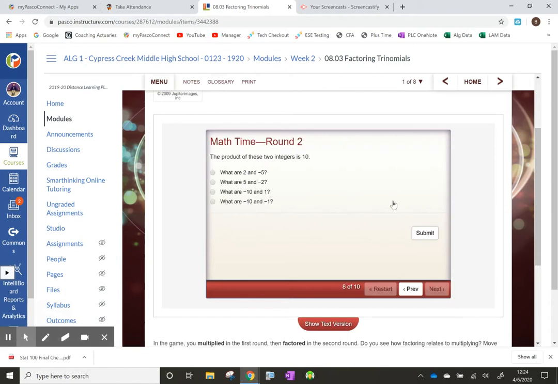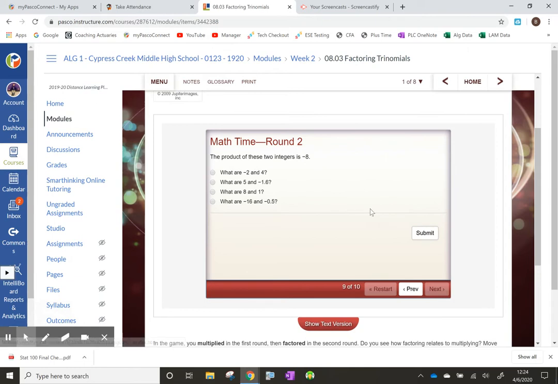All right. The product of these two integers is 10. So what two numbers multiply to make 10? Tricky one because 2 and negative 5 would make negative 10. 5 and negative 2 would make negative 10. Negative 10 and 1 would make negative 10. But negative 10 and negative 1, double negative, makes a positive 10, which would be our answer. There we go. Submit. Got it right.